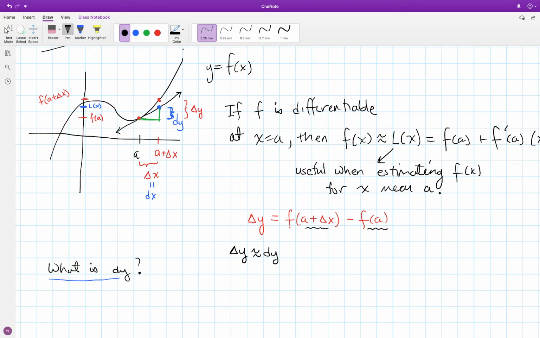Maybe I should write that down. So the slope of this thing right here, the tangent line, since it's being drawn at x equals a, the slope is f prime of a. And so these small distances that I've named dy and dx, when stacked on top of each other, give me f prime of a.